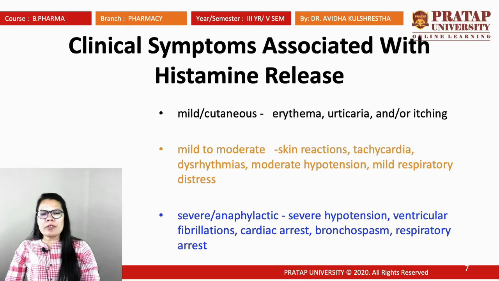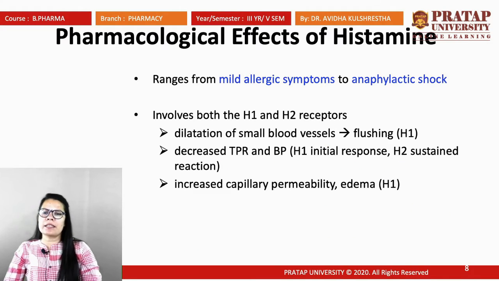Clinical symptoms associated with histamine release. Initially they are mild or cutaneous, then mild to moderate skin reaction, tachycardia, moderate hypotension and mild respiratory distress. The third is severe anaphylaxis, severe hypotension, ventricular fibrillation, cardiac arrest, or any other respiratory issue. That all comes under the severe. So starting mild and cutaneous, then mild to moderate, and third is severe. These are the three stages of histamine release.